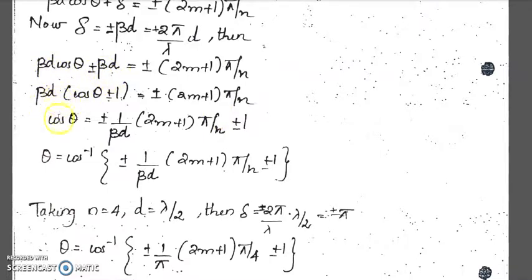That is cos theta is equal to plus or minus 1 by beta d into [(2m plus 1) pi by n plus or minus 1]. From that you will get theta is equal to cos inverse of plus or minus 1 by beta d [(2m plus 1) pi by n plus or minus 1]. Okay, here we consider the case n equal to 4 and d equal to lambda by 2. And we know that delta is equal to plus or minus beta d. Okay, substitute the values of beta and d, you will get plus or minus pi.